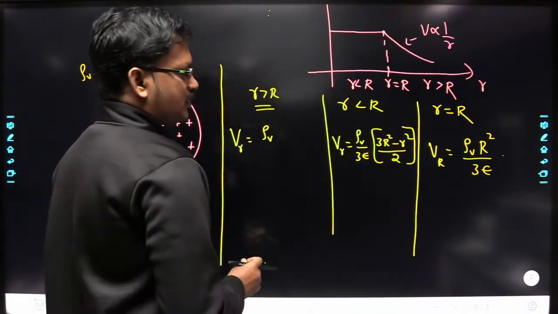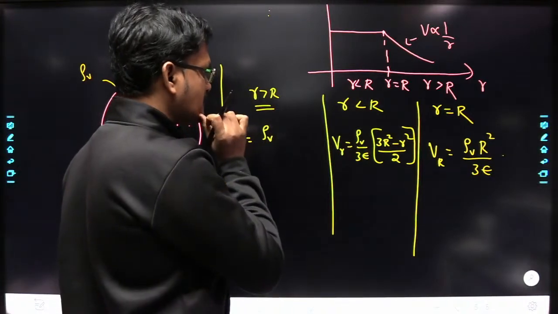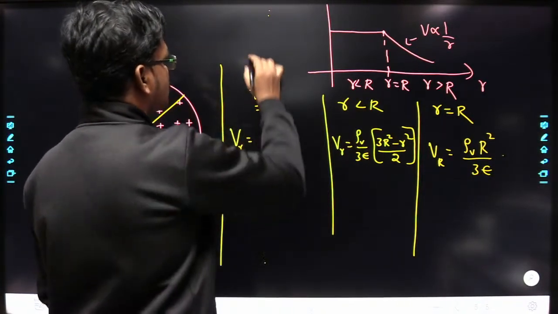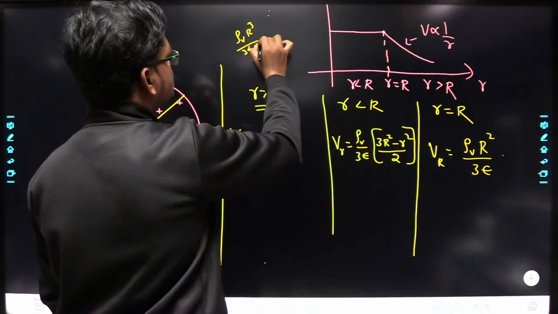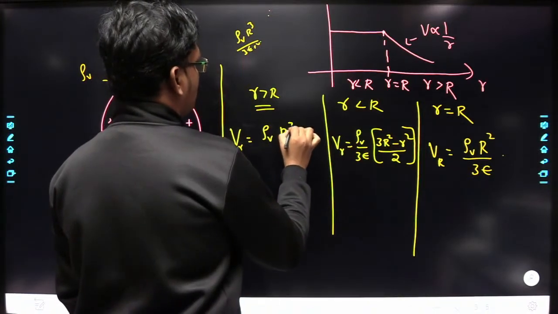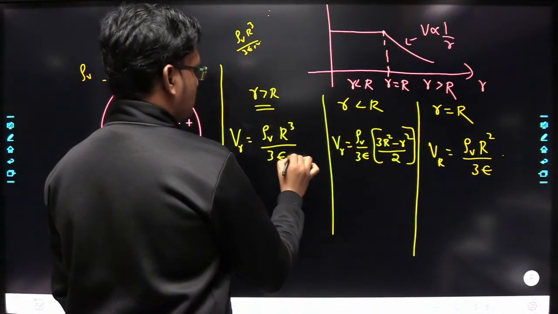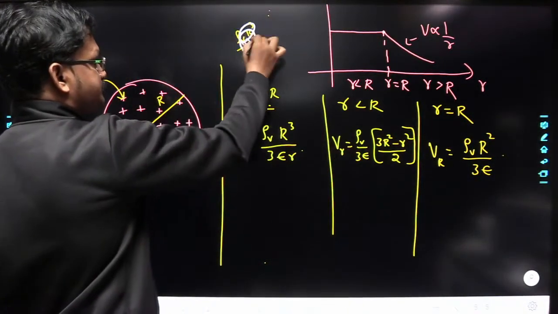Next, outside the sphere, what is the expression we got here? I think we got rho v capital R cubed by 3 epsilon r. I hope this is the potential we got.